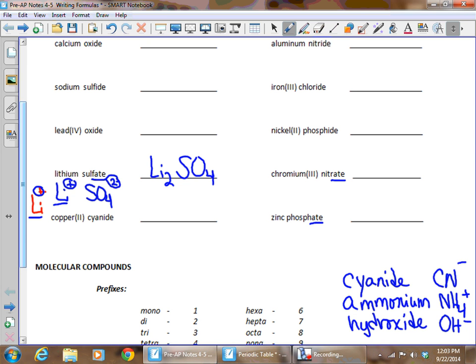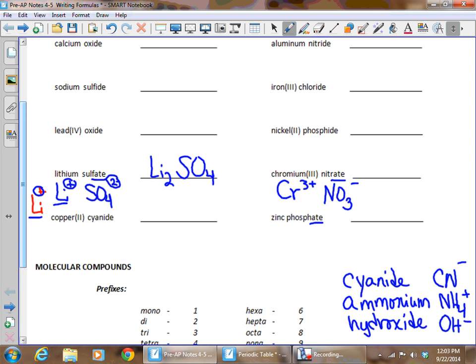Look at chromium 3 nitrate. We don't even need to look up chromium. It very nicely with that Roman numeral told us that its charge is 3 plus. Since nitrate ends in ate, we know that nitrate is a polyatomic ion. I get lots of just N's here, but an N is nitride. Nitrate is a polyatomic ion. We look it up and we see that nitrate is NO3 with a negative 1 charge.